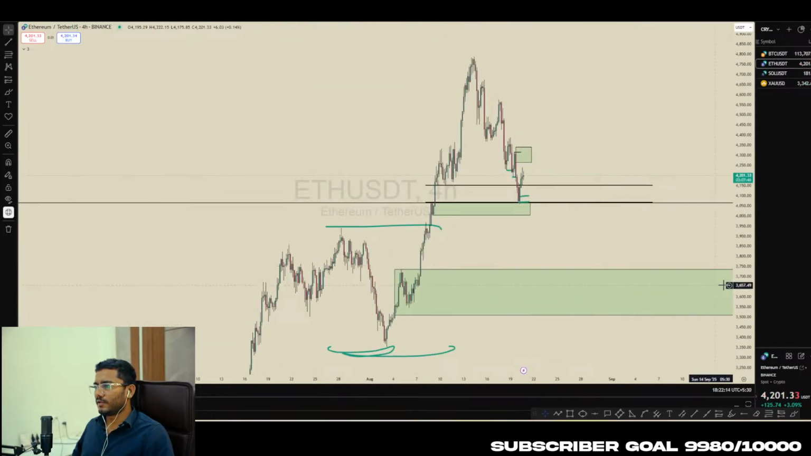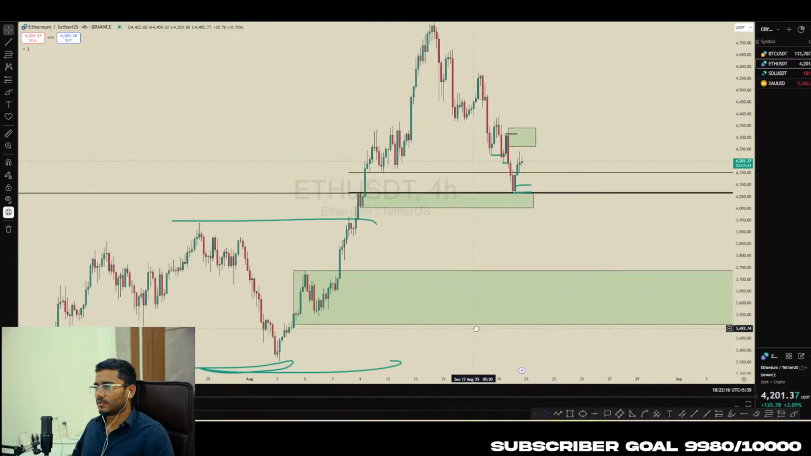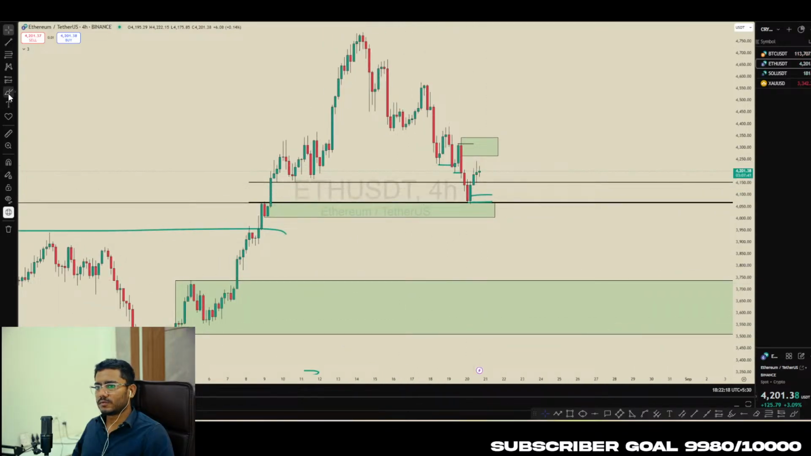So on Ethereum, we want price to sweep this low and then it can continue the upside.